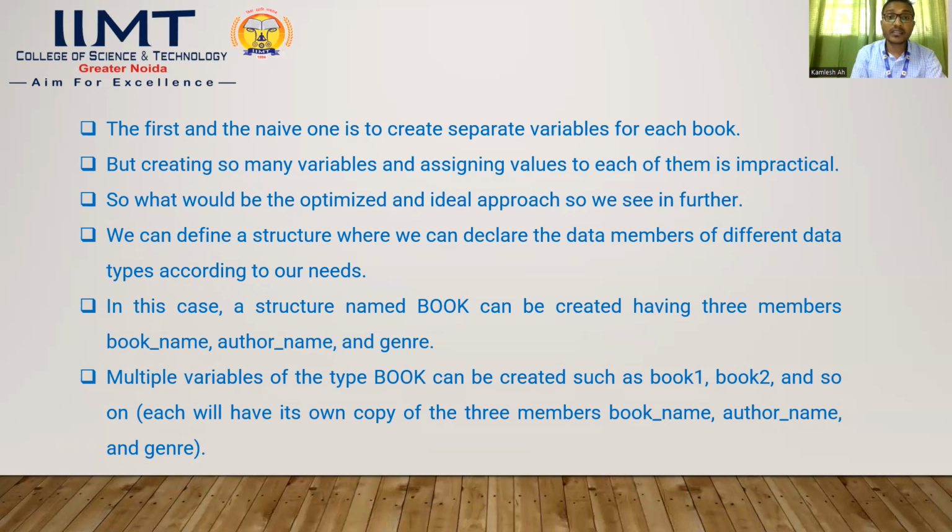In this case, a structure named book can be created having three members: book name, author, and genre. Multiple variables of type book can be created, such as book1, book2, and so on. Each will have its own copy of the three members: book name, author name, and genre. Book1 and book2 are objects or variables of book. Book is a structure, and book1, book2 are variables or objects of the book structure.